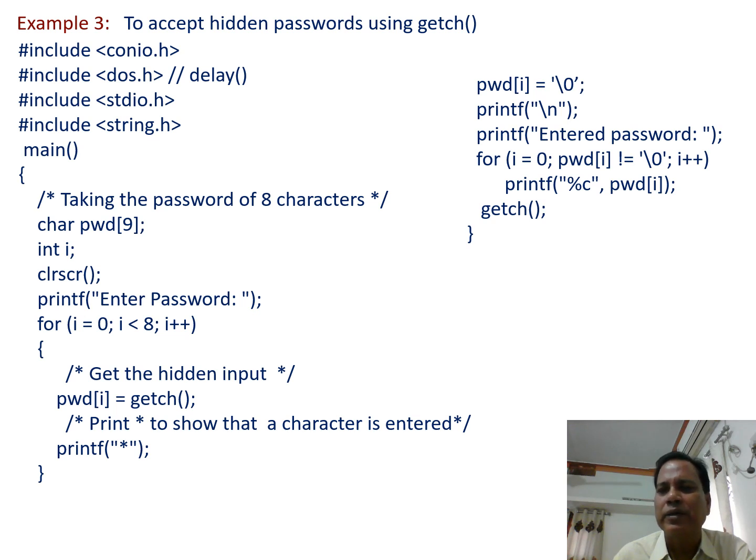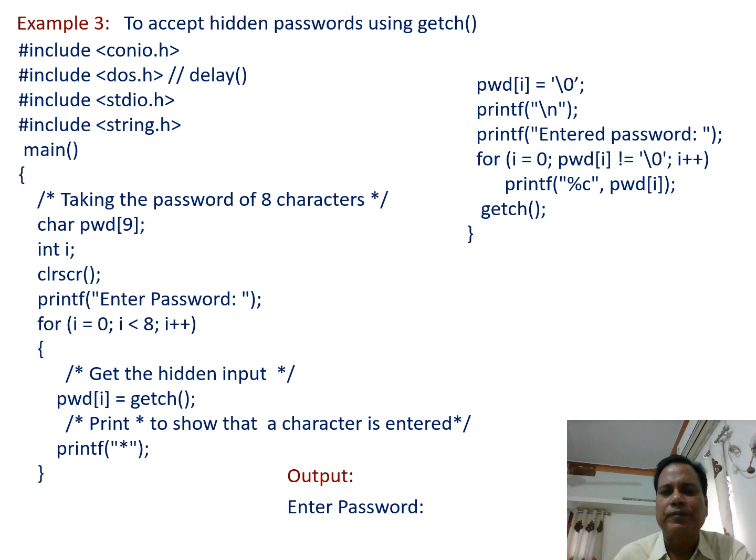When the last character is found, that is equal to the backslash zero null character, then the condition becomes false and control goes out of the for loop. And out of the for loop we find getch, then semicolon. So this statement holds the output screen where we see the result. So when this program is executed, we get the output like this one.